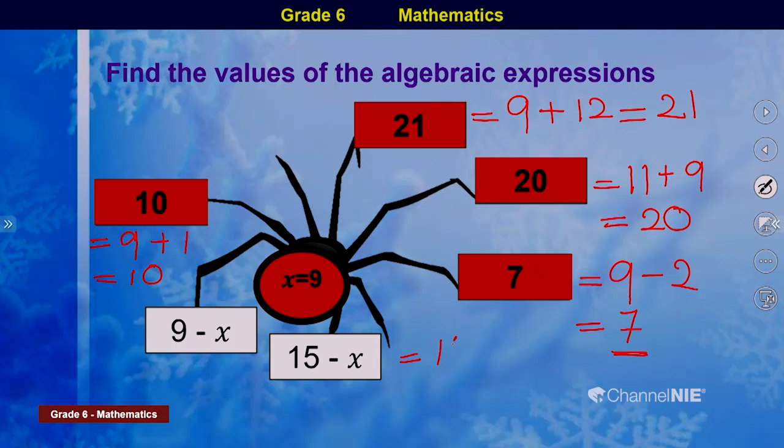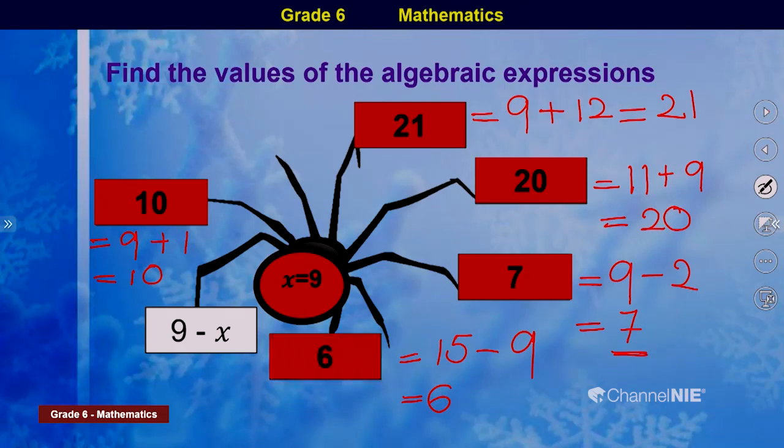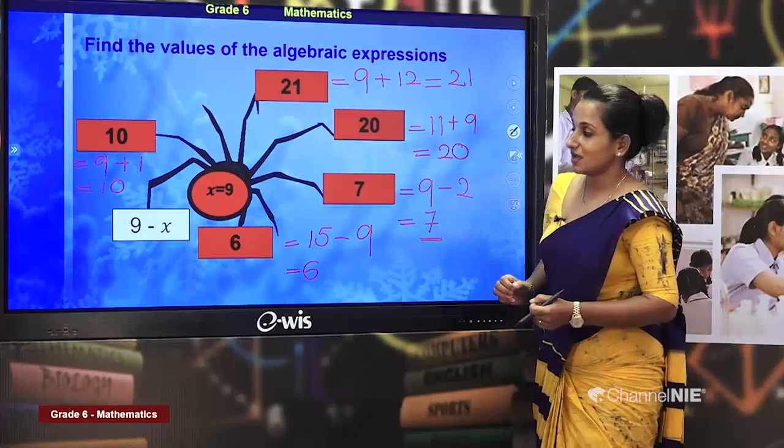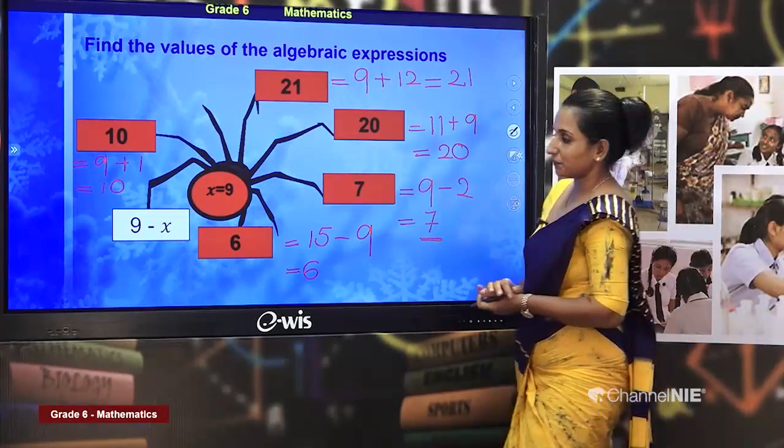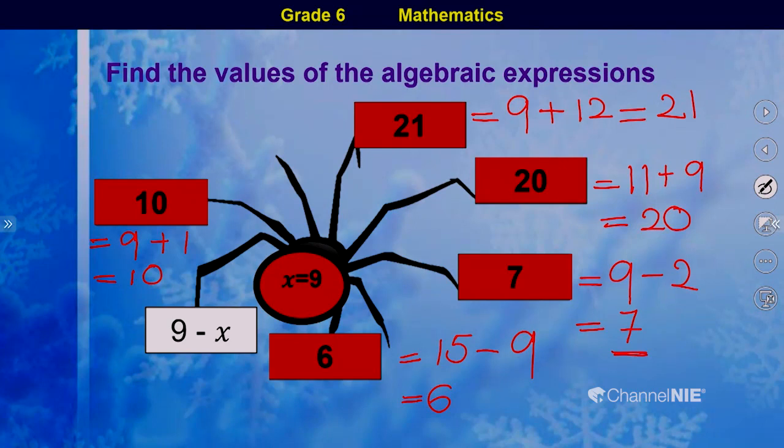I have 15 minus, instead of x, I am substituting 9. 15 minus 9 is 6. Okay, well done. Let's move to the last algebraic expression. I have 9 minus x. Shall we substitute?